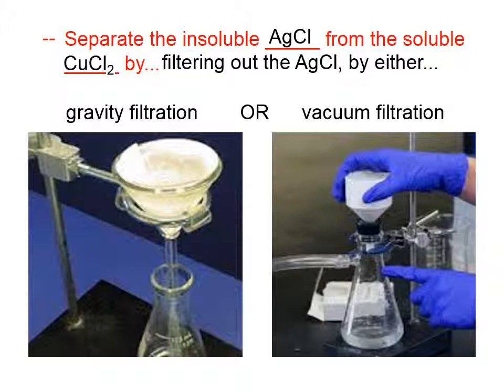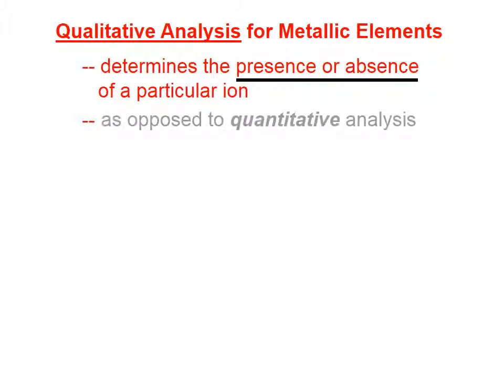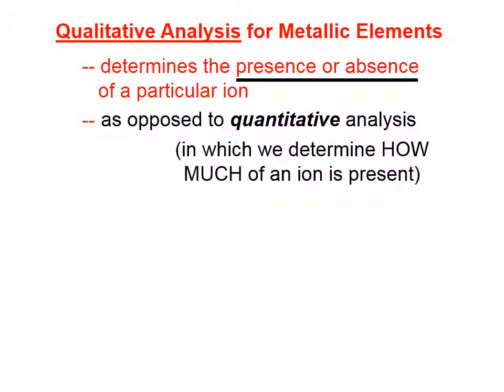And of course, to review, when we're doing this, the solid silver chloride will get caught in our filter paper. The copper 2 chloride will come through and will end up down here in the solution that passes through the filter. This all relates to qualitative analysis. Qualitative analysis determines the presence or absence of a particular ion, as opposed to quantitative analysis, in which we determine how much of an ion is present. Qualitative analysis is much simpler.